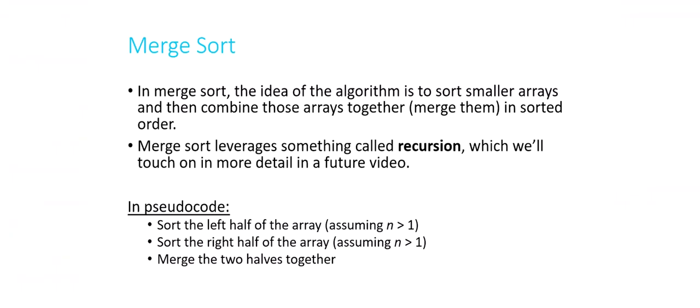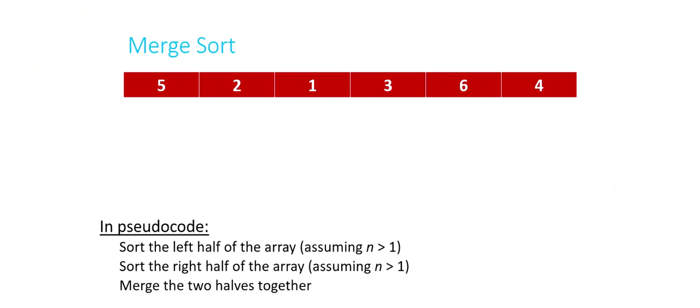But the algorithm for merge sort itself is actually pretty few steps. We're basically going to sort the left half of the array, sort the right half of the array, and then merge the 2 halves together. That is fundamentally what merge sort is all about. Of course, in practice, it's a little more detailed than that, but let's go through it now. So here's the same 6-element array we've been sorting all the time.